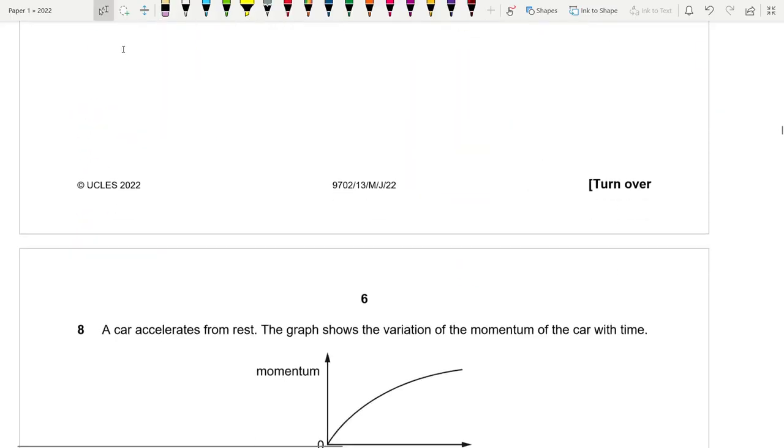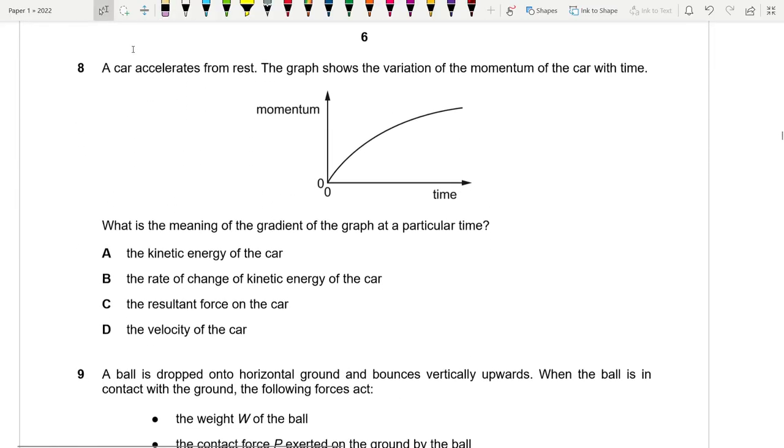Get it? Number 8, a car accelerates from rest. The graph shows the variation of the momentum-time graph. So guys, remember, force is equal to the rate of change of momentum. That's the definition of force and Newton's second law, right? So what does the gradient of the graph represent? It's actually the resultant force on the car, right? So it's actually C. Clear?